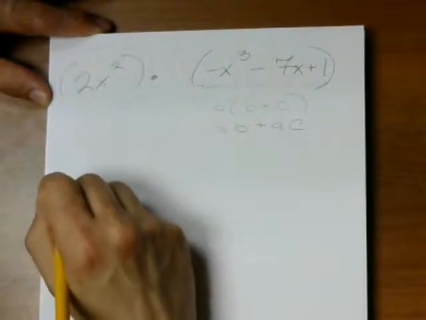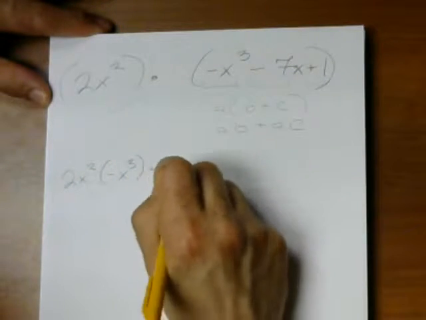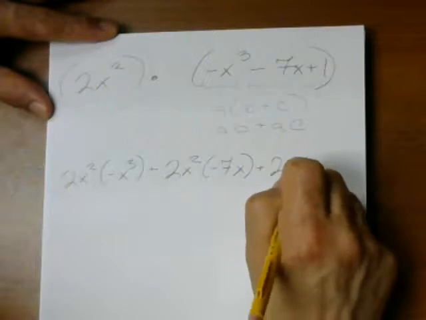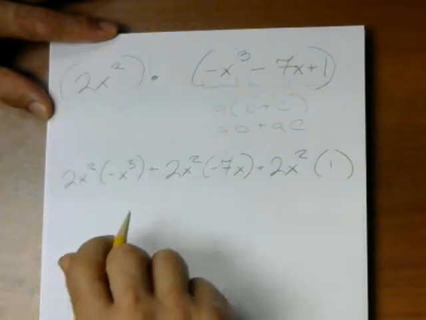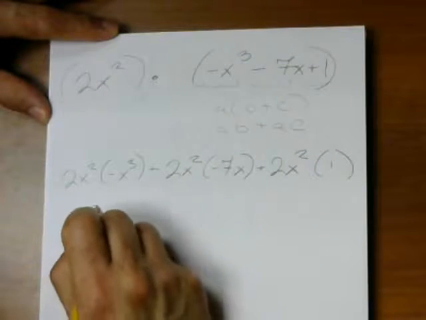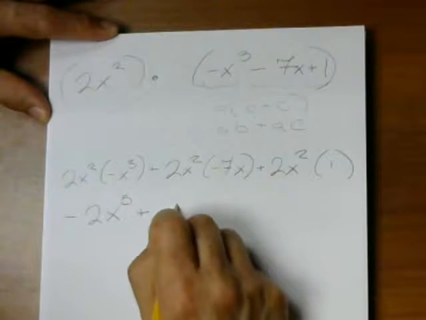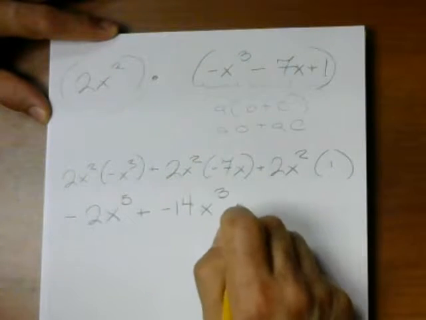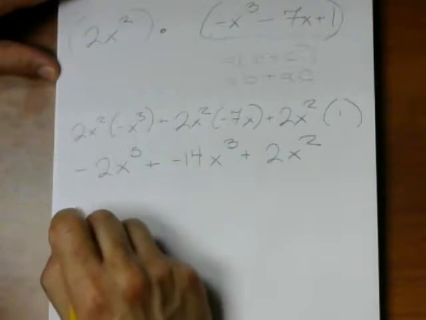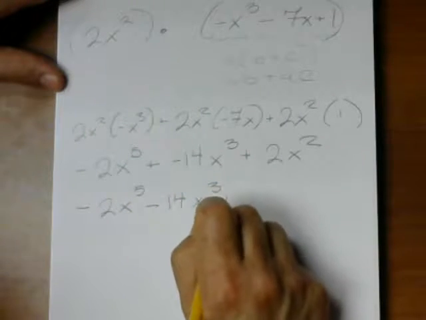So what can I do? Well, I can take 2x squared times minus x cubed, plus 2x squared times minus 7x, plus 2x squared times 1. Okay, so what do I get here? Here I get minus 2x to the fifth. Here I get minus 14x cubed. And here I get 2x squared, which I can write as minus 2x to the fifth minus 14x cubed plus 2x squared.